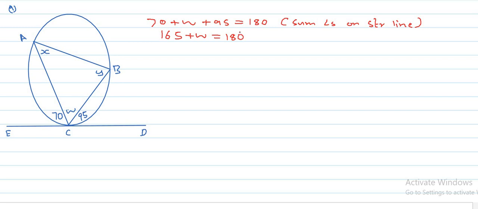Therefore, we're going to say 165, we transpose it to the right hand side. W will be equal to 180 minus 165. Therefore, the value of W will be equal to 15.